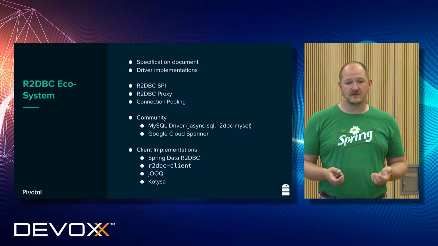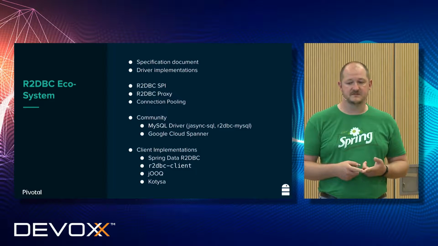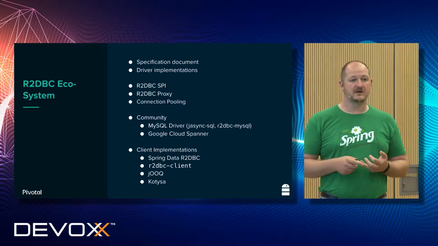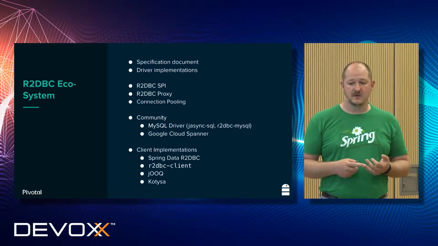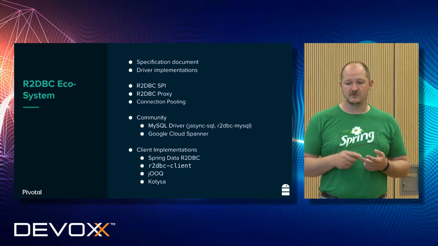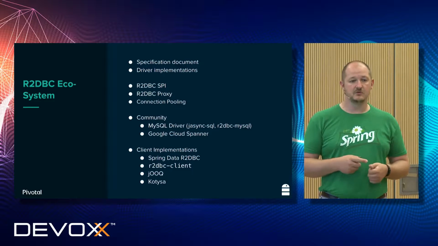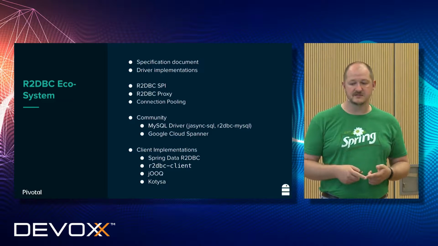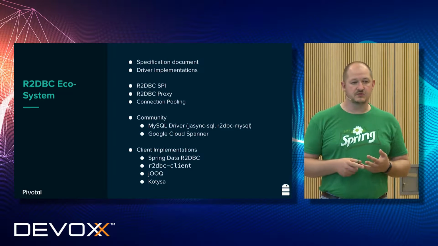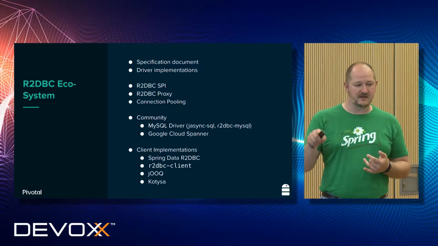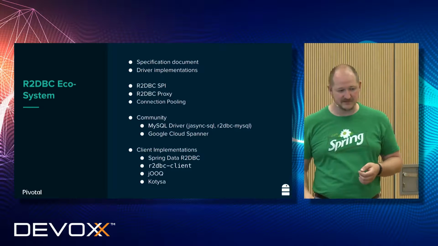And this was perhaps not the initial idea. However, we are now there where we have a fully documented specification. We have various driver implementations that prove R2DBC is working. We have R2DBC SPI as an artifact itself. We have R2DBC Proxy. We have connection pooling. The community has picked up on various drivers, actually 2 drivers for MySQL. Google Cloud Spanner is writing its own driver for R2DBC. We have various client implementations with Spring Data R2DBC, R2DBC client. Jooq is picking up on that end. There's a Kotlin driver, and I cannot really pronounce that name, so I won't even try.